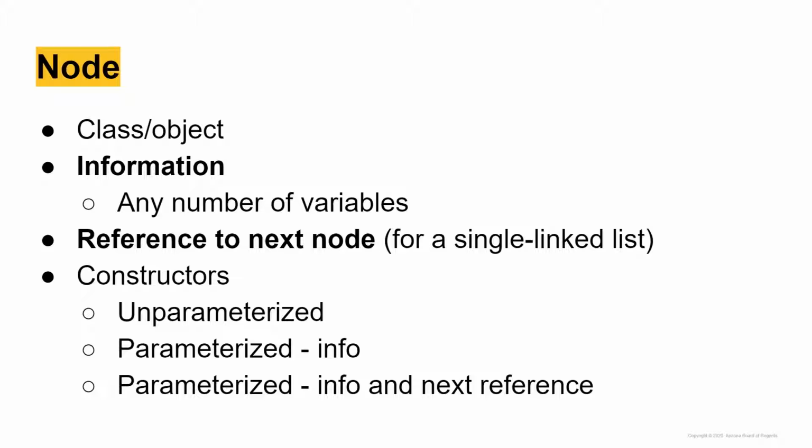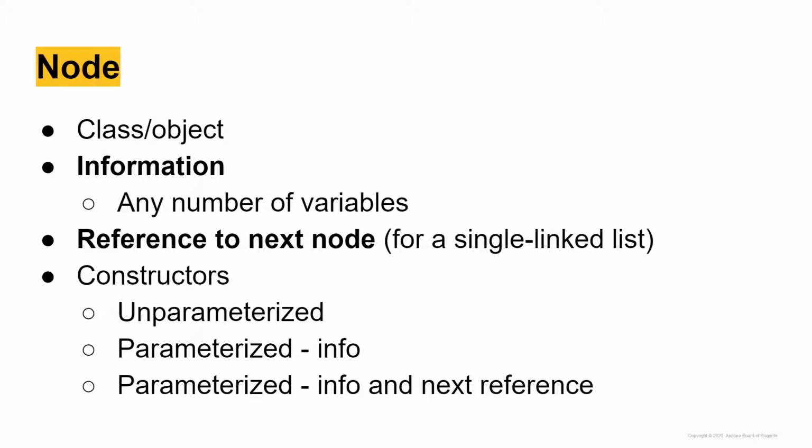And then no matter what information you have, you always have to have a reference to the next node in the list. Note that this is for singly linked lists. If you have a doubly linked list, then you would have a reference to the next node and the previous node. But in my experience, it's more common to see a singly linked list than a doubly linked list. But just know that that's also something that can happen, in which case you'd have to have two references.